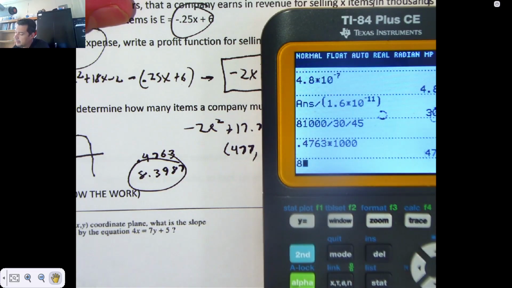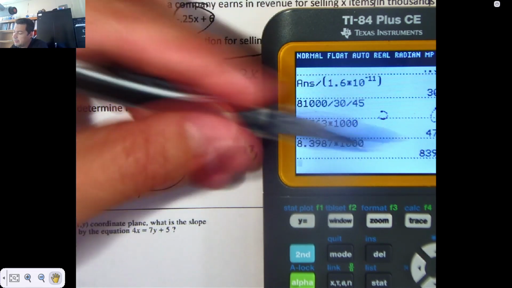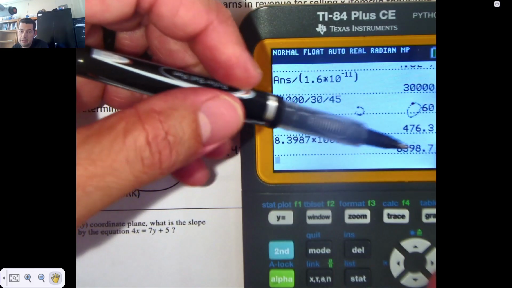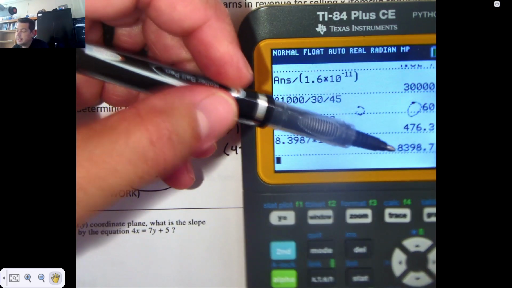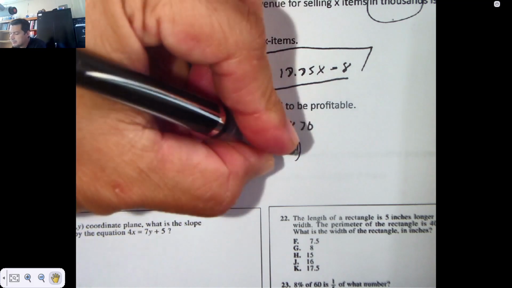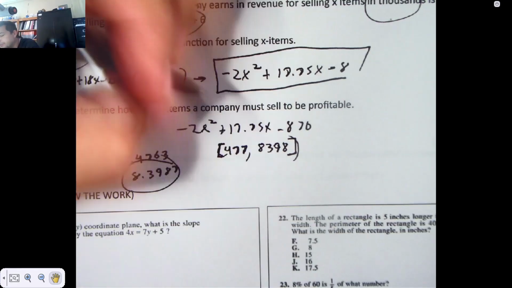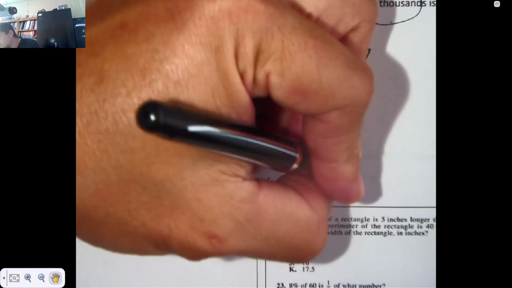So we take our 8.3987, we multiply it by 1,000. And if you round this up, you would actually be below the x-axis, you'd be losing money. So you need to keep it rounded down. 8398. That's what it looks like as an interval. And I should probably be using hard brackets on this. So all values of x such that x is between 477 and 8,398 are profitable.